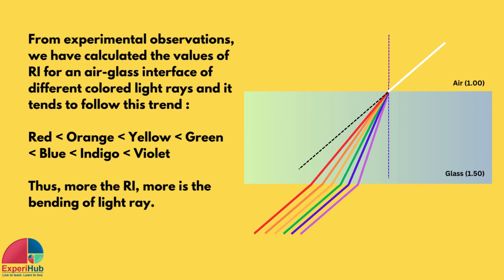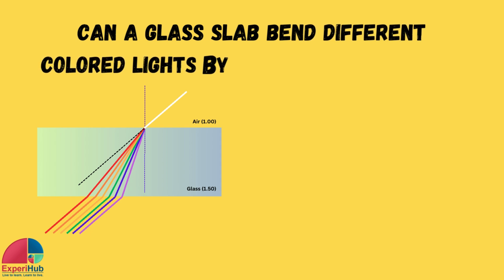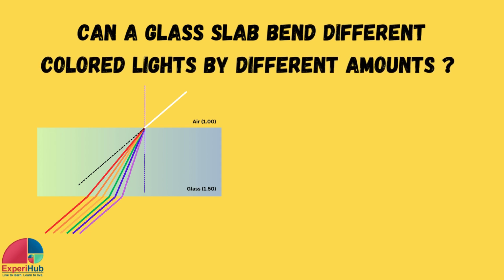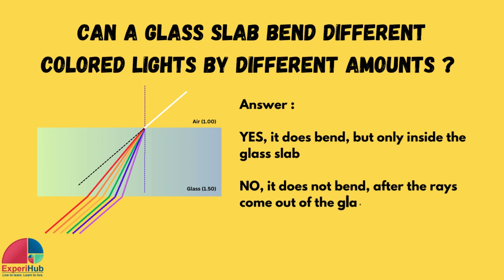Thus, as we see in the case of refraction through a glass slab, violet ray bends more than red ray. But after coming out of the glass slab, both of them emerge out with the same angle of emergence i, but have different lateral shifts. So, coming back to our question, can a glass slab bend different colored lights by different amounts? The answer is yes, it does bend, but only inside the glass slab. And no, it does not bend after the rays come out of the glass slab.